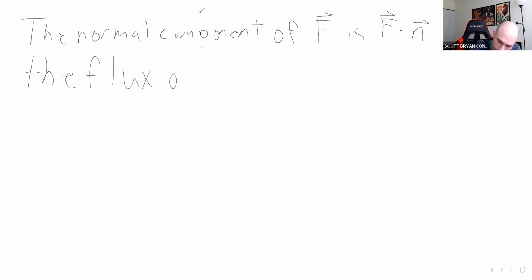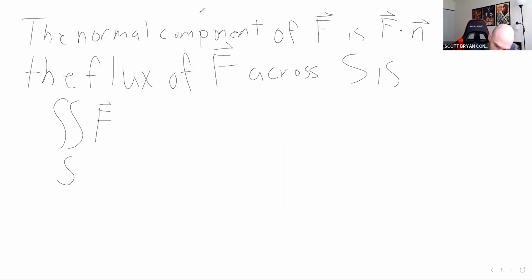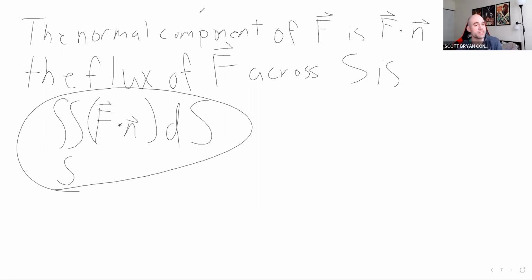So we say the flux of F across S, that's going to be the integral over the surface S of the normal component of the vector field with respect to surface area. Okay, so this is one way you could see this. We'll see it's more commonly written a different way, but let's look at how we would calculate this.